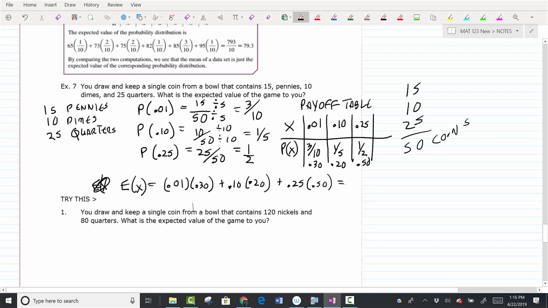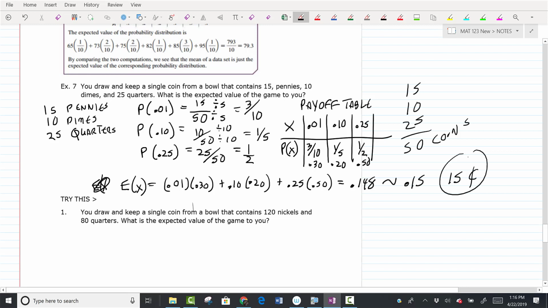So that would be the average payoff from reaching in and grabbing a coin, okay? Let's see if I already did this. I ended up getting, I think, about 0.148. So I'm just going to round that to about 0.15. So in the long run, you'll win about 15 cents.